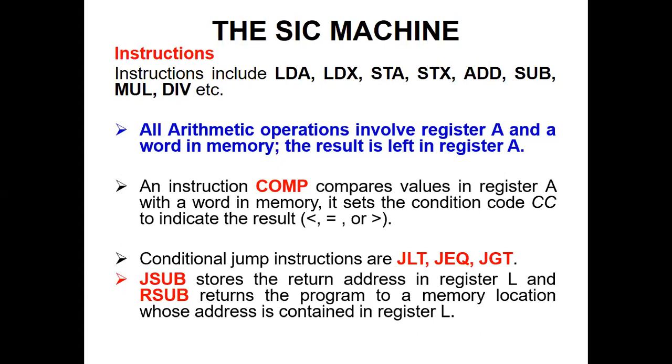Then when you have finished executing a function, there is usually an instruction which says return from subroutine. That is how we write it. When that instruction is given, it means that you go to register L and read what was stored there. That is the memory location where you will return to. So the return from subroutine returns the program to a memory location whose address is contained in register L. Any question about that?